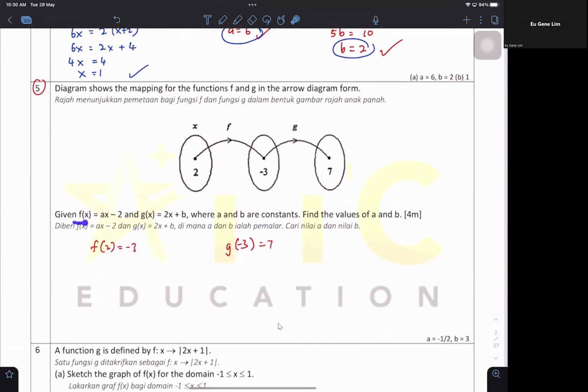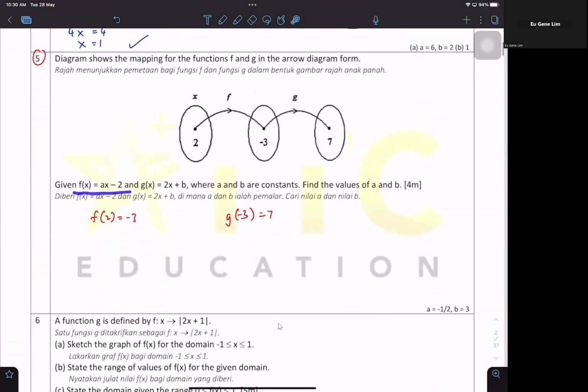They say f(x) equals ax minus 2. Do you see f(2)? What do you do? Take the bracket, sub into the x. It's the same method. It is also the basics of function. But you don't use the wrong function. This is function f, so sub into function f. So the function becomes a(2) minus 2. Oh, can find a already.